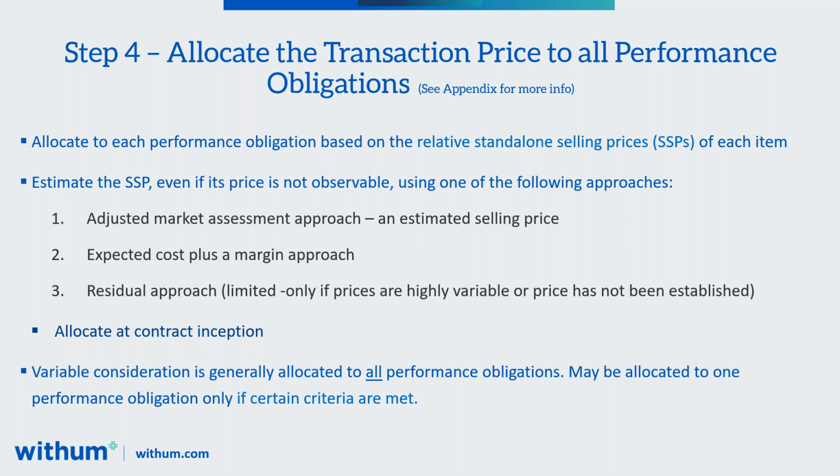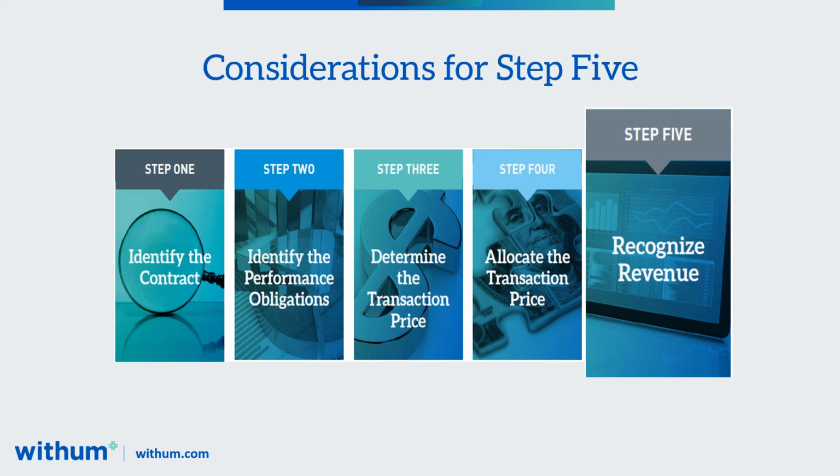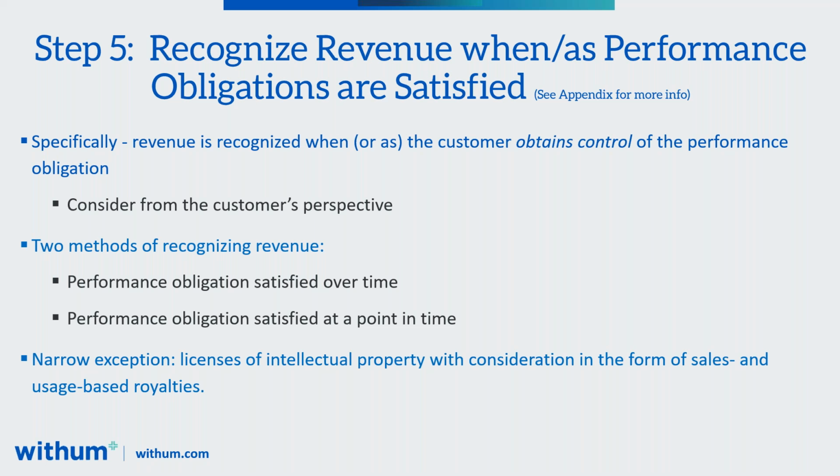The other thing to remember too is that this step is in theory occurring on day 1 of the contract. So any information that is known or knowable on day 1 of the contract is what you should consider. Any information that arose subsequently, you might not be able to consider. Here are some examples of how to allocate under step 4. And lastly, if you've satisfied step 4, we get to go to the fun part, the last step, step 5, which is when you recognize the revenue.